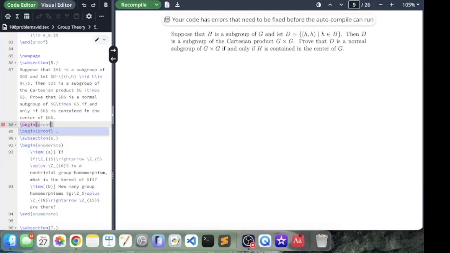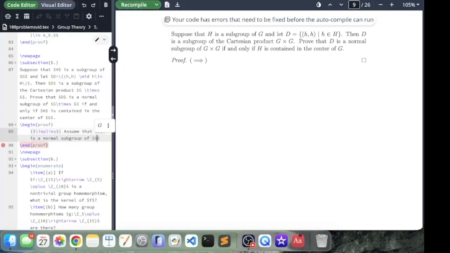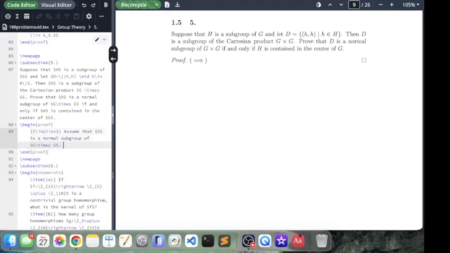So we'll write a quick proof for it, and we'll do the forward direction. LaTeX is not going to like that. Okay, so we're doing the forward direction, which is that D is a normal subgroup of G cross G. That's what we're assuming. So assume that D is a normal subgroup of G cross G, and we want to show that H is contained in the center of G.